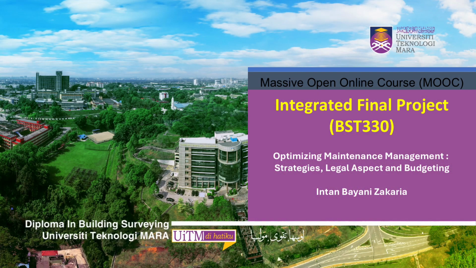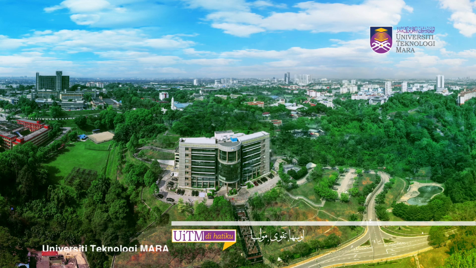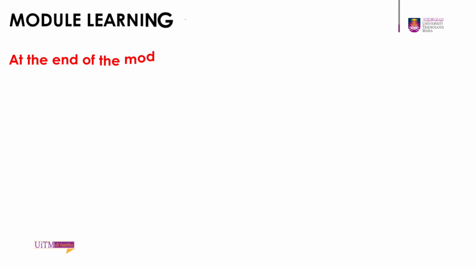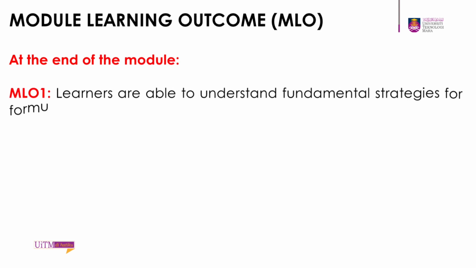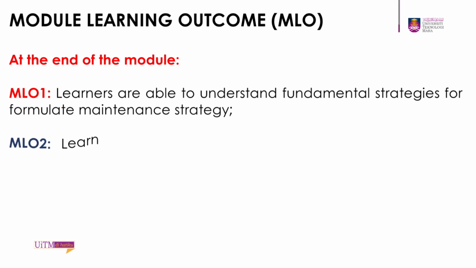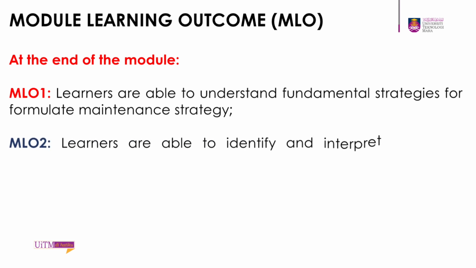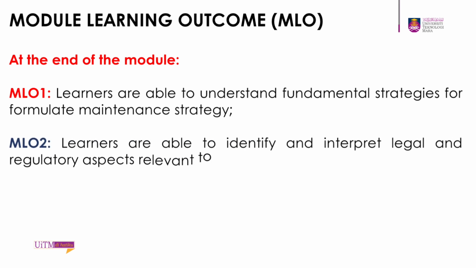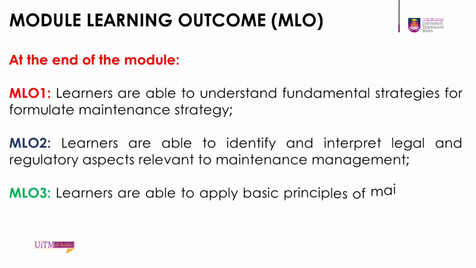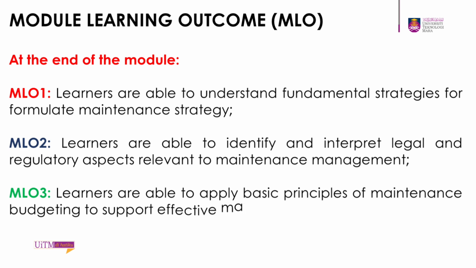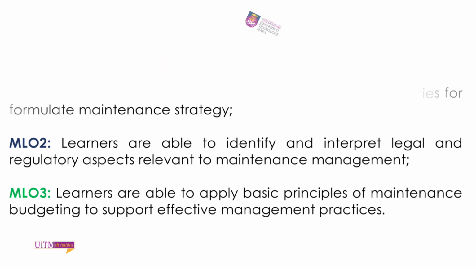Integrated Final Project, BST330, Optimizing Maintenance Management: Strategies, Legal Aspect and Budgeting. Module Learning Outcomes, MLO. At the end of the module, MLO1: learners are able to understand fundamental strategies to formulate maintenance strategy. MLO2: learners are able to identify and interpret legal and regulatory aspects relevant to maintenance management. MLO3: learners are able to apply basic principles of maintenance budgeting to support effective management practices.